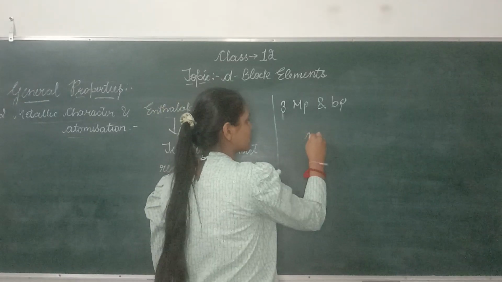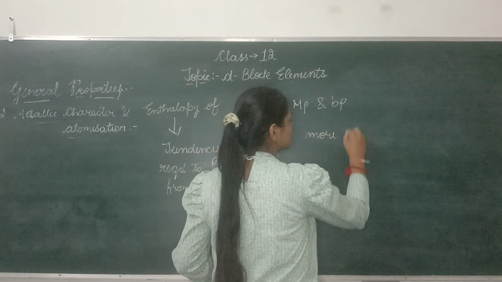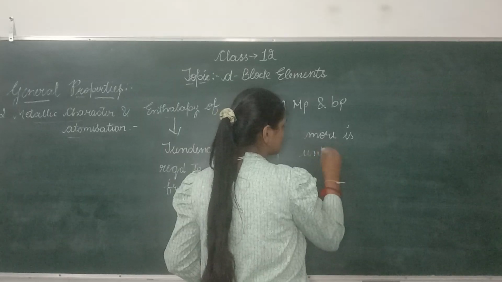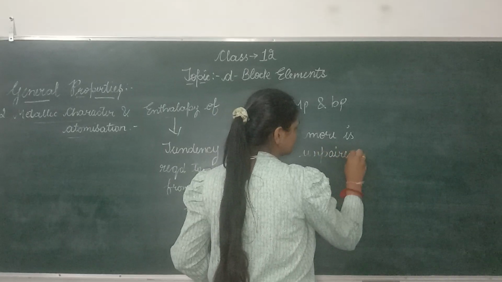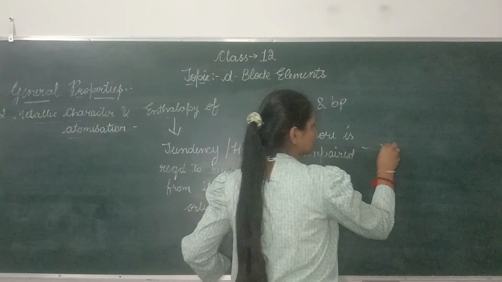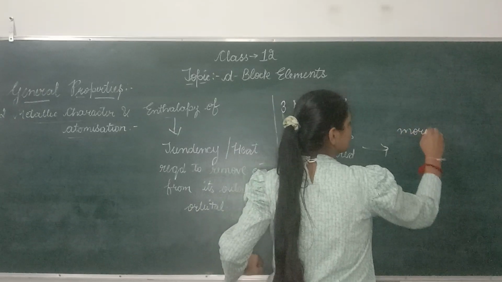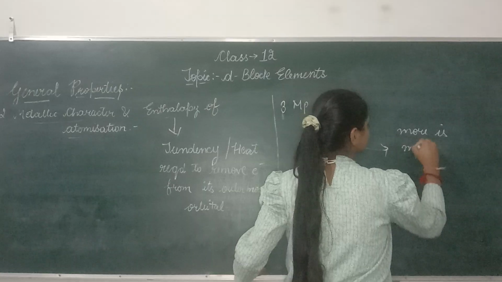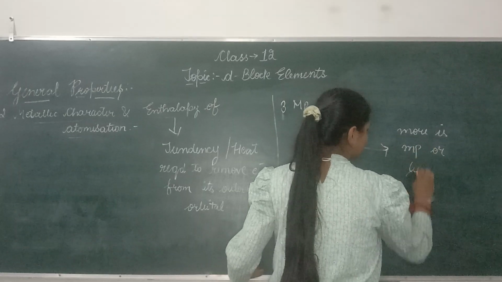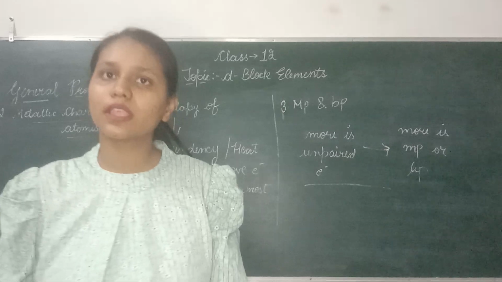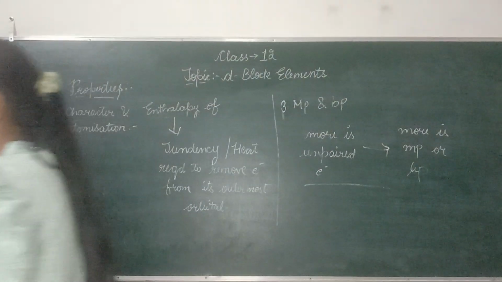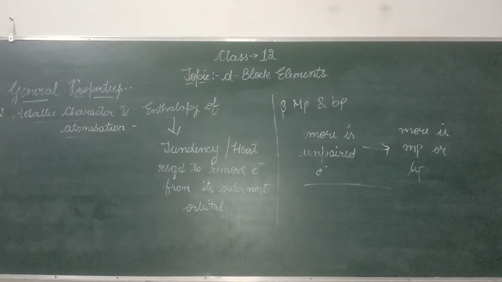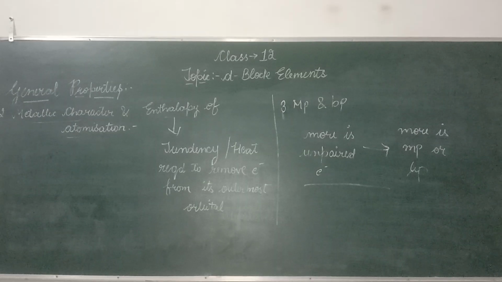More is the unpaired electrons, more is the melting point or boiling point. Greater is the number of unpaired electrons, greater is the melting and the boiling point, because with increase in the unpaired electrons they form stronger covalent bonds with the other elements, therefore their melting point and boiling point increases.